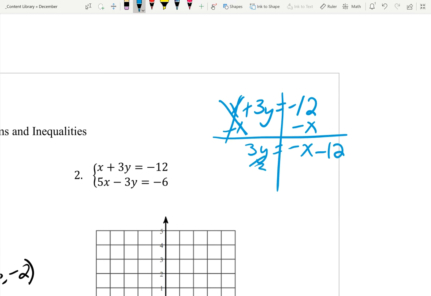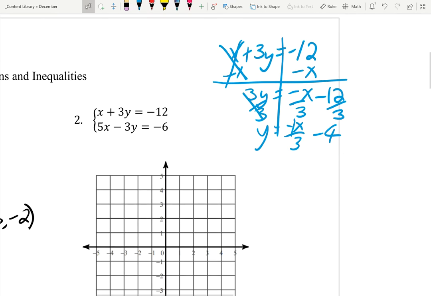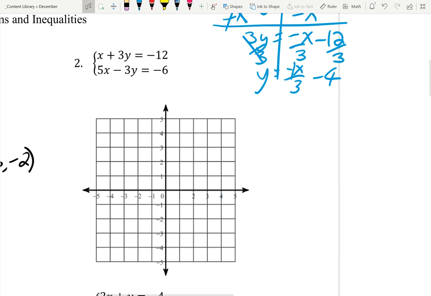Then divide by 3 on all 3 parts here. This ends up being y equal to negative x over 3. You can also think of it as negative 1 x over 3, and then -4. So we're going to have to graph that line. We have a y-intercept at -4, and then a slope of down 1, because it's -1 over 3. So it'll be down 1, and then right 3.